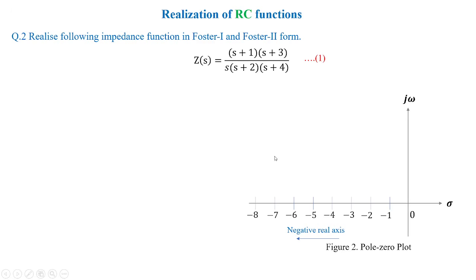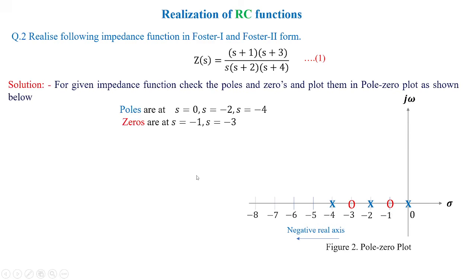Let us go with another example. You can see here Z(s) is given by (s+1)(s+3) divided by s(s+2)(s+4). Now, if the pole-zero plot is given here, we'll just plot these pole and zero values. We can see we have a pole at the origin, minus 2 is another pole, and minus 4 is another pole, whereas the zeros are given by minus 1 and minus 3.